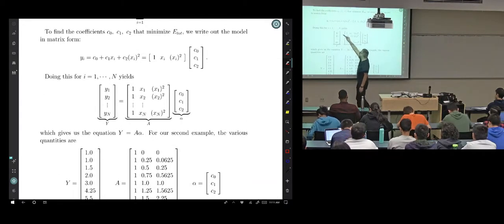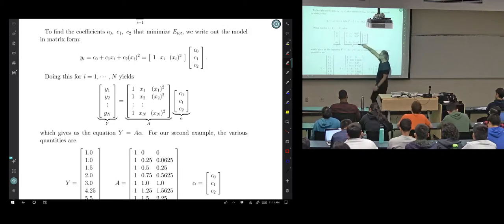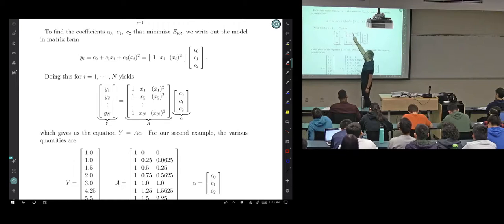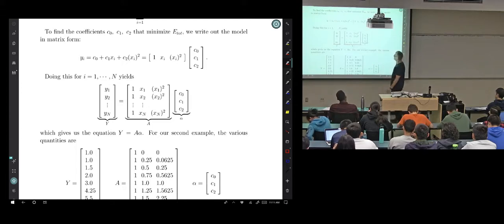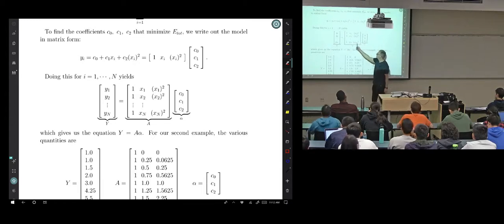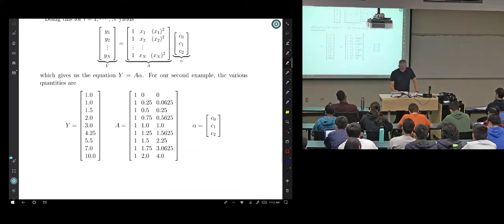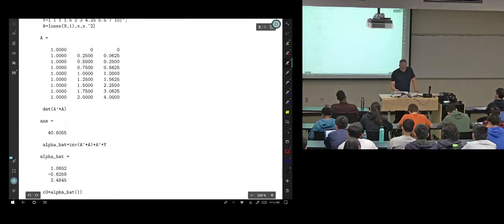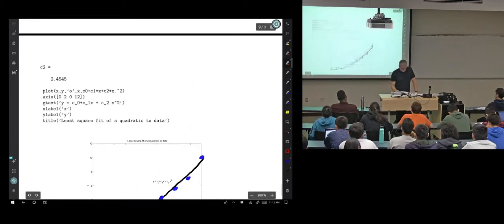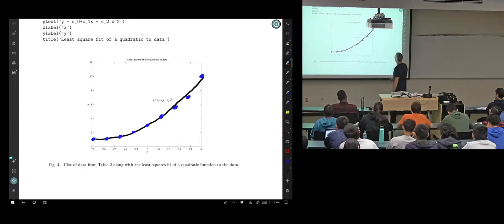And then when you write it out in terms of your unknowns, you just build up the matrix: 1, x1, x1 squared; 1, x2, x2 squared; etc. A transpose A will be 3 by 3. You need 3 linearly independent columns. Our data, you can go through and do all the MATLAB calculations and check, and then you fit it and plot it, and it looks really good. So that's called regression, fitting functions to data.